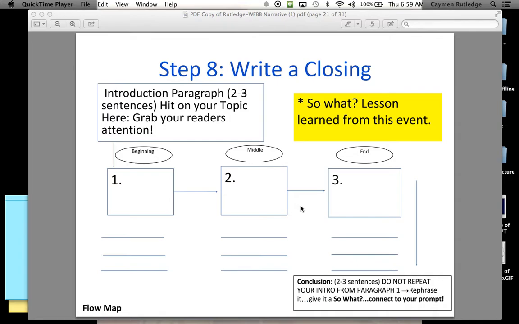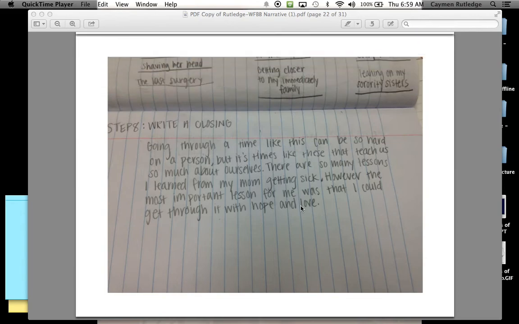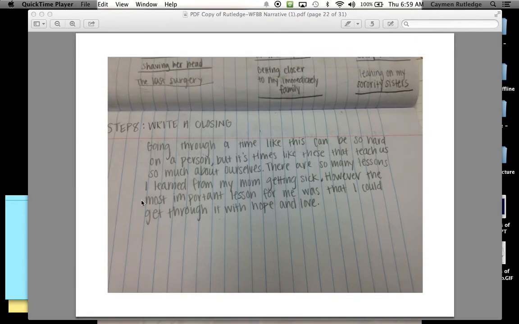All you need is 2 to 3 sentences to basically say, so what? What did I learn from this? On the next slide, I will show you my example from mine. So on my closing, I put, going through a time like this can be so hard on a person, but it's times like these that teach us so much about ourselves. There are so many lessons I learned from my mom getting sick. However, the most important lesson for me was that I could get through it with hope and love.